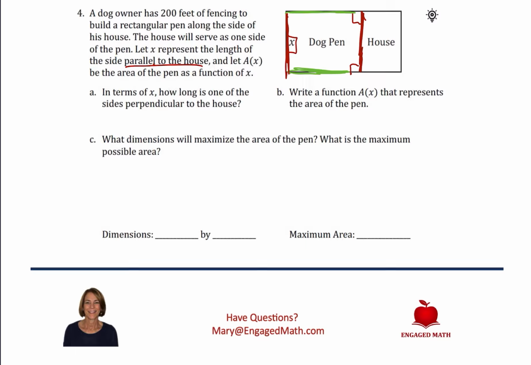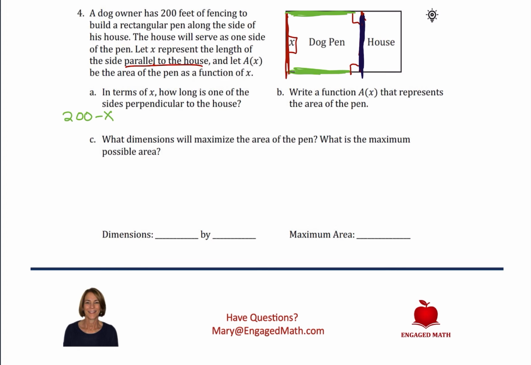So if we have 200 feet of fencing, what we know is we've already used x amount. This side right here that I'm going to highlight in blue does not need fencing because the house is going to be used to secure that side of the pen. But what we do need is to put fencing along these two sides. So we have 200 feet of fencing, but we've already used x amount for this side, the red side.